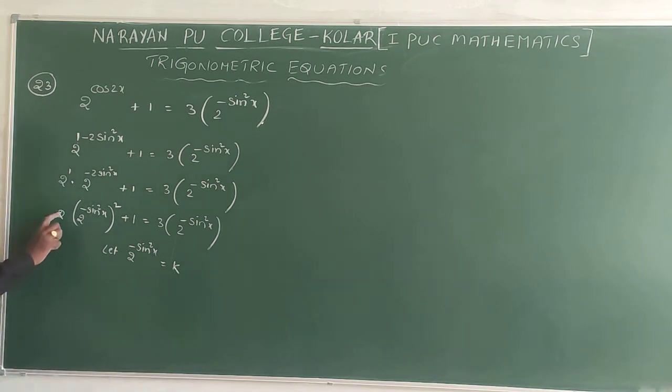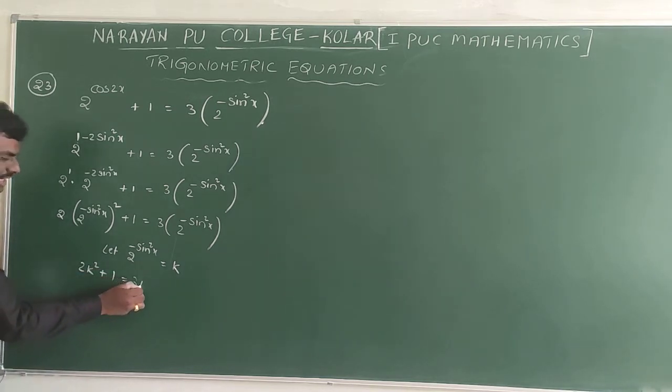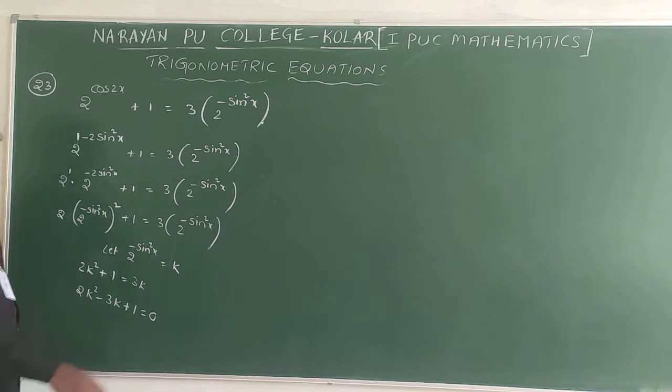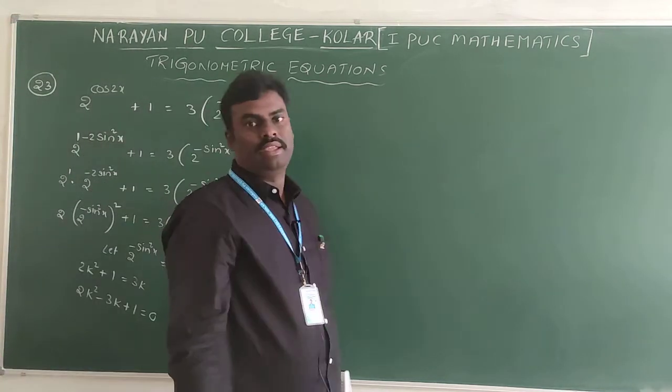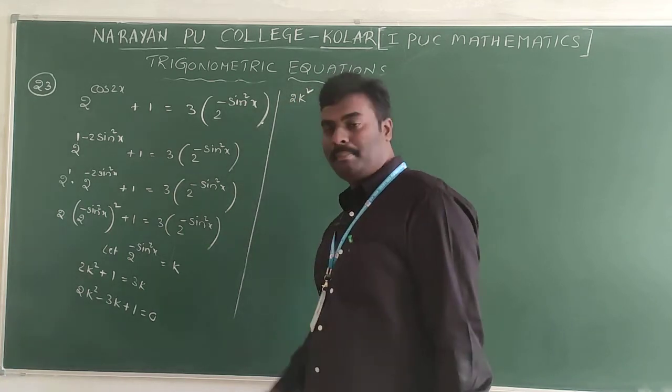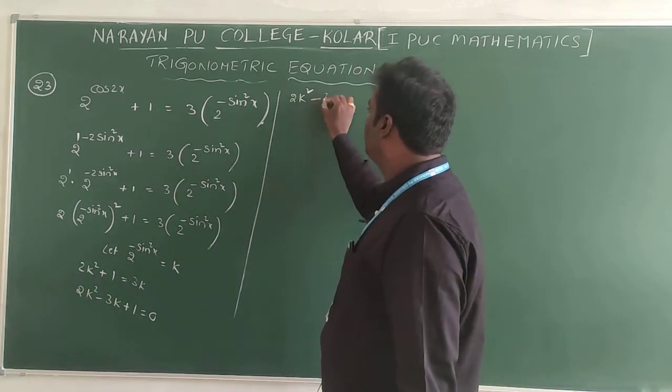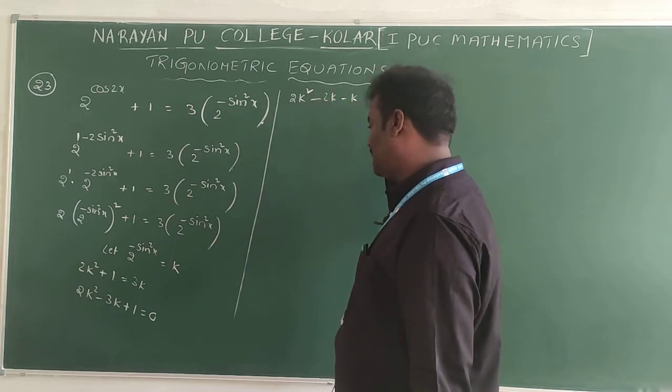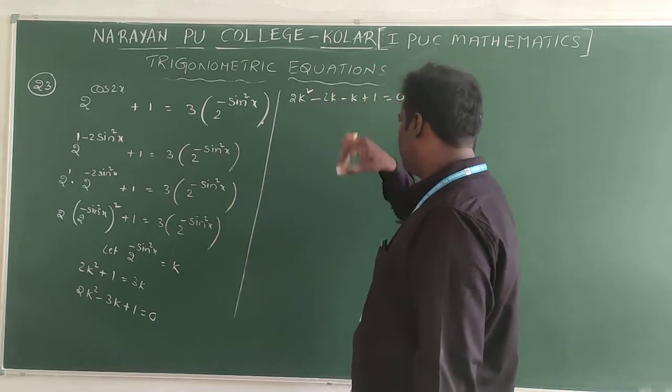Now this can be written as 2k square plus 1 is equal to 3k. See, listen, the equation is simple now. Send 3k to this side: 2k square minus 3k plus 1 is equal to 0. If you factorize this, 2k square minus 3k can be written as 2k square minus 2k minus k plus 1 is equal to 0.